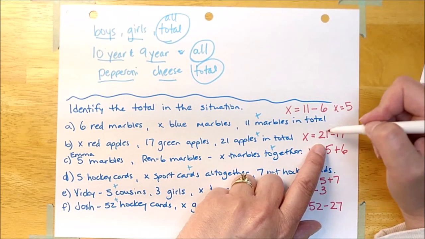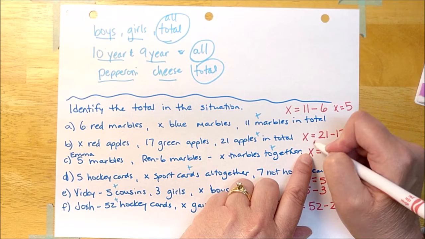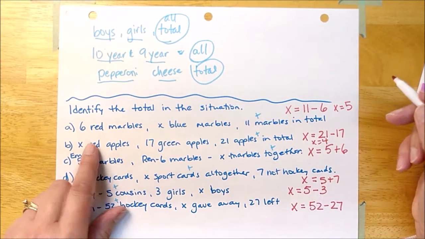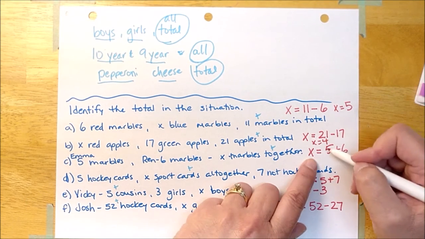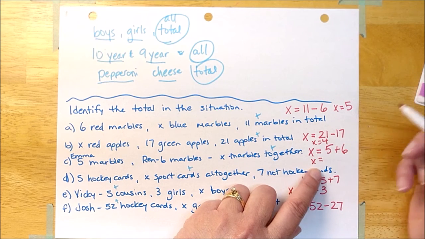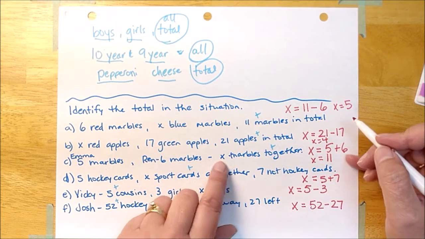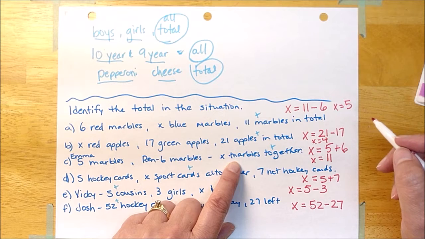Here we would say 21 minus 7, so x equals 4. So there are 4 red apples. Here we have to add those together to find out our total, which would be 11. So they had 11 marbles between the two of them.